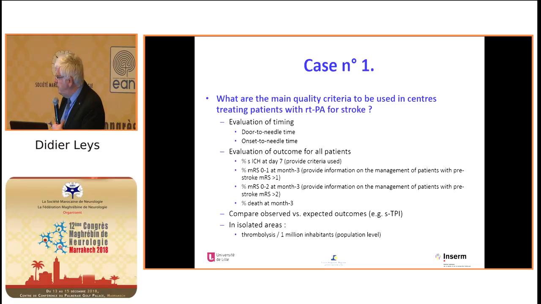We need to compare observed and expected outcomes, and there is a tool for that, SITS-SIMS. Probably it's not valid anymore at the time of thrombectomy. What is the rate of thrombolysis per million inhabitants? This is not possible everywhere, because if you live, for instance, in Paris, you cannot evaluate it, because in Paris they treat people from outside. In my region we have the sea, we have the Belgian border, and in the south the first stroke unit is very far from the area. So we have a population registry showing that 2% of patients have the stroke outside the region, abroad or somewhere. So we can evaluate.